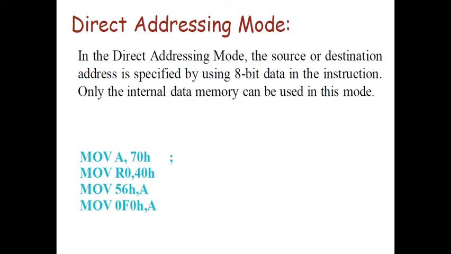And next, MOV R0, 40h. It moves the contents of 40h memory location into the R0 register. Now, here I have written an instruction, MOV 0F0H. 0F0H is the SFR address of the register B. It moves the contents of the accumulator to the B register.